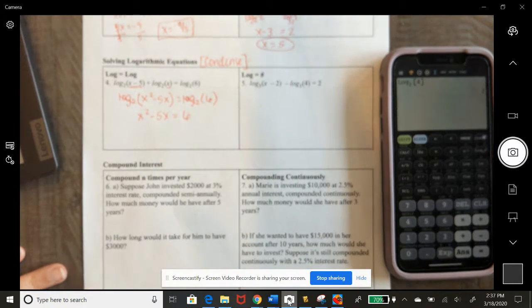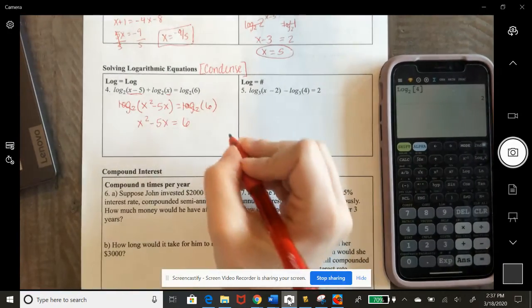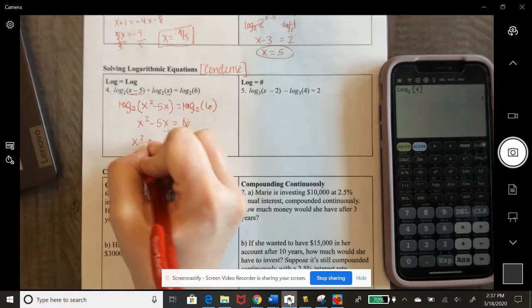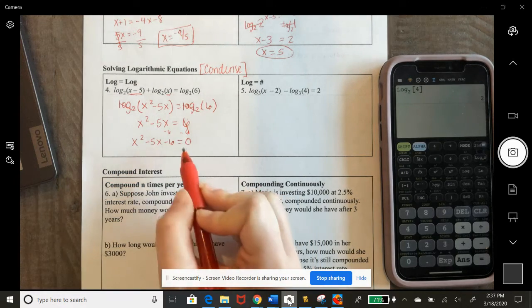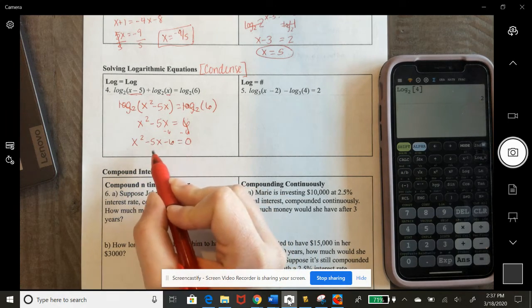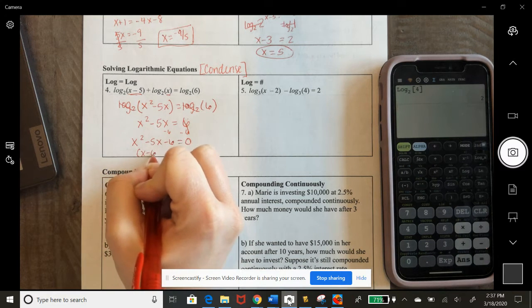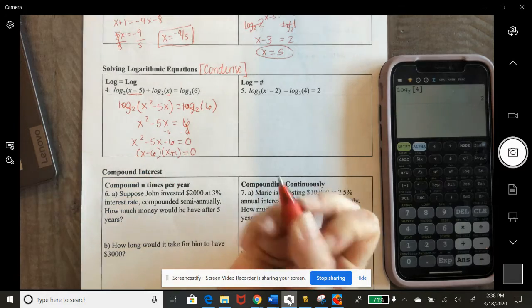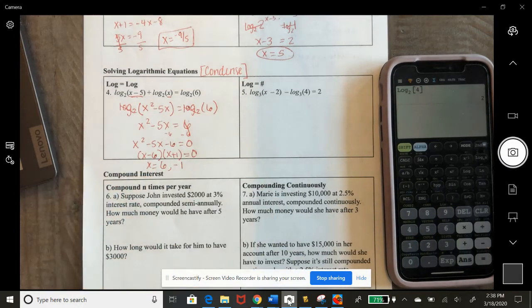Then we need to get this equal to 0 so we can factor and solve. Sorry, this is blurry. Subtract 6. So x squared minus 5x minus 6 equals 0. Then factor by multiplying to negative 6 and adding to negative 5. That gives me x minus 6 and x plus 1. So our two solutions would be 6 and negative 1.